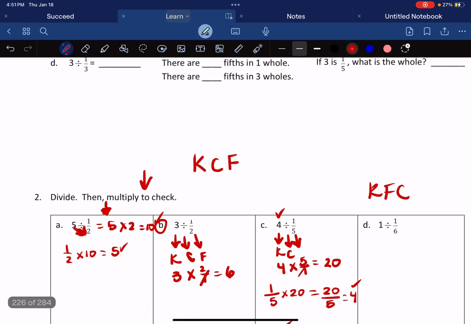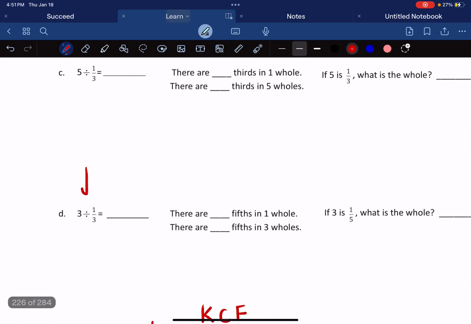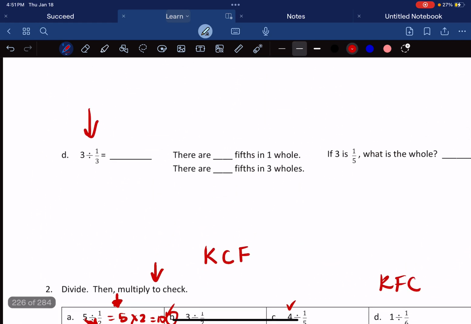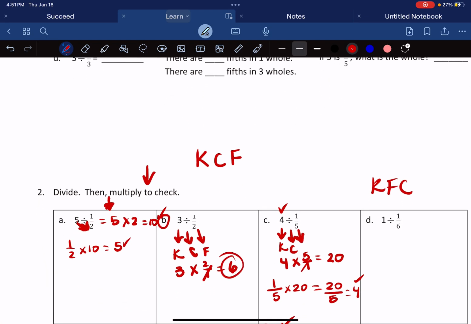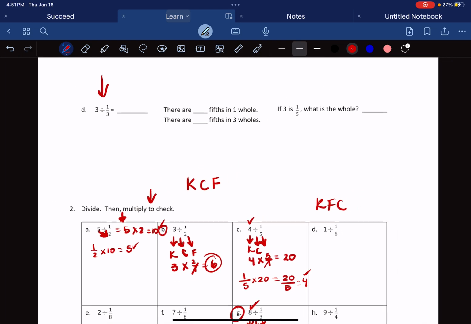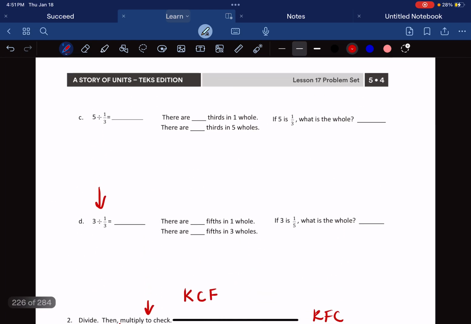They can also go ahead and use that keep, change, flip on here with the models and check themselves to see what that answer is supposed to be, so that they know how many boxes they are supposed to have. But hopefully this helps out.